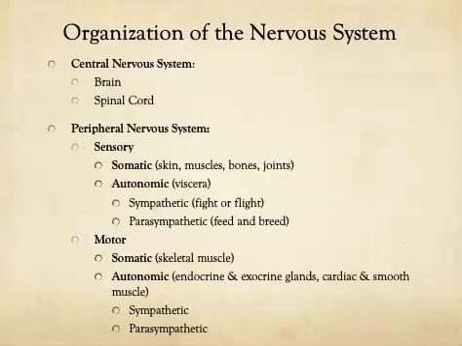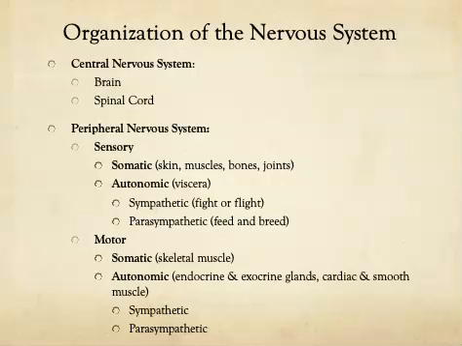The nervous system is first broken down into a central nervous system and a peripheral nervous system. The central nervous system has two parts, the brain and the spinal cord. The peripheral nervous system is a little bit more complex. It has what's called the sensory nervous system and the motor nervous system.